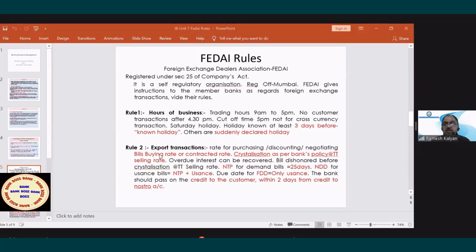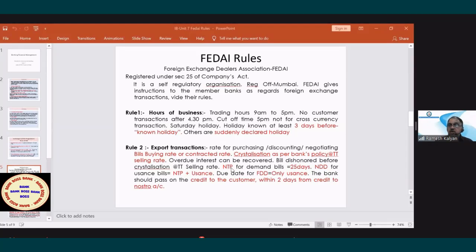When you write that examination, export transaction we have already studied in the class. Bill buying rate is correct. Okay, that is correct. Contract rate also is correct. But another option is there: Option C, bill buying or contract rate. So this is more pertinent. That way you should be very careful. If you write bill buying, that is correct, but the third is more appropriate. Then the crystallization aspect follows bank policy, and it should be done at the TT selling rate.